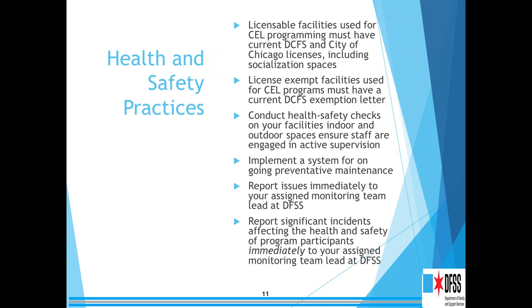And I'm going to hand this back to Nicole. Thanks, Craig. In regards to health and safety practices, all licensable facilities used for Chicago Early Learning Programming must have a current DCFS and City of Chicago license, and this includes socialization spaces. License-exempt facilities used for Chicago Early Learning Programs must have a current DCFS exemption letter. Programs must conduct health and safety checks on your facilities, indoor and outdoor spaces, to ensure staff are engaged in active supervision. Programs must implement a system for ongoing preventative maintenance and report any significant incidents immediately to your DFSS team lead supervisor. Next slide, please.